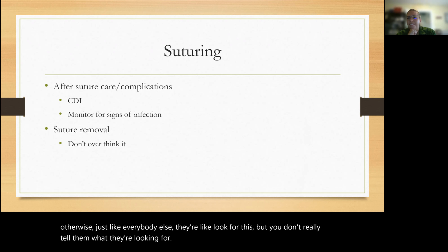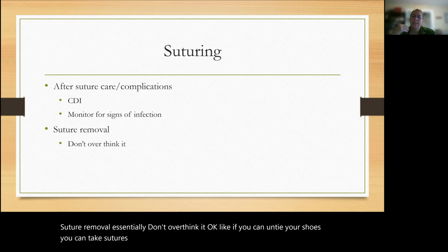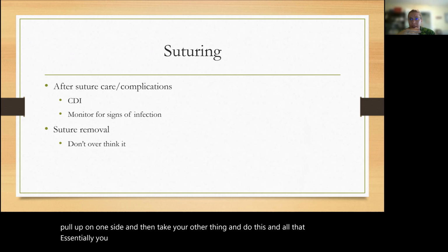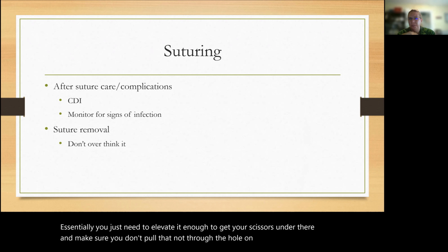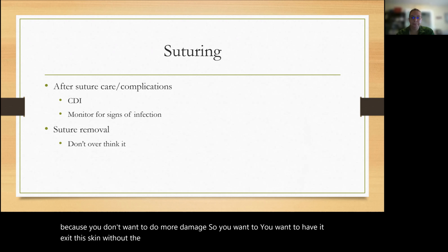Suture removal, essentially, don't overthink it, okay? If you can untie your shoes, you can take sutures out, okay? Your book goes through grabbing with your tweezers and pulling up on one side, and then taking your other instrument and doing this and all that. Essentially, you just need to elevate it enough to get your scissors under there, and make sure you don't pull the knot through the hole on the other side, because you don't want to do more damage. So you want to have it exit the skin without the knot traveling through the skin.